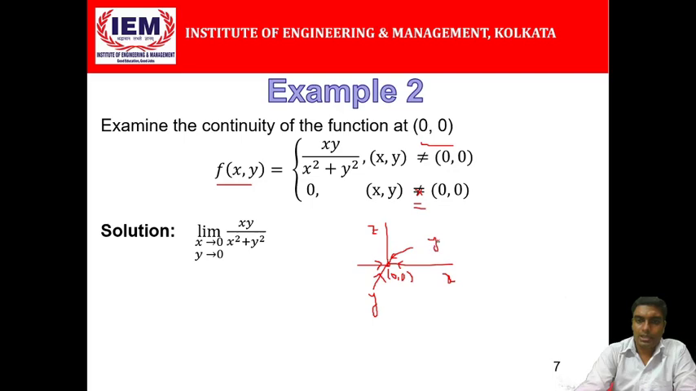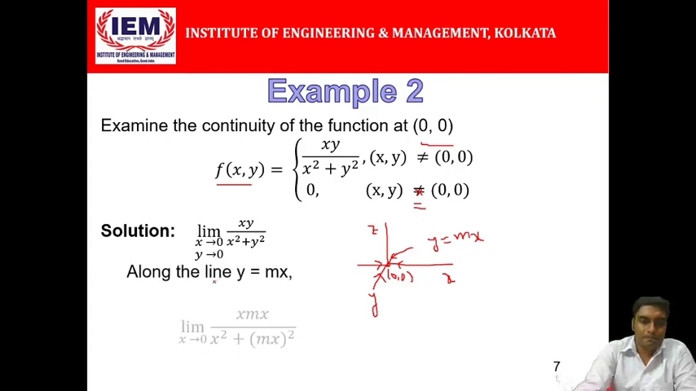So I can take the straight line y equal to mx. So c won't be there because c will be 0, because this line should pass through this point 0, 0, right? So the equation of the straight line will be y equal to mx. So this line will pass through this 0, 0. Now we approach this function by this straight line, approaching 0, 0.